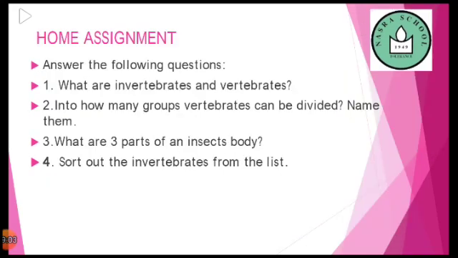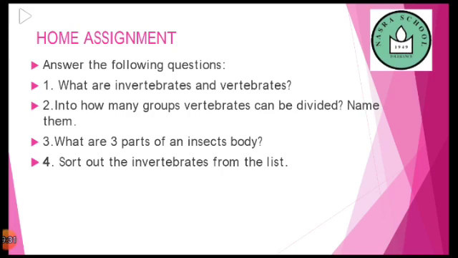Okay, so I hope that you all have understood vertebrates, invertebrates and their subgroups, because this is the end of our lecture. Now it's time for the home task. For that you have to answer the following questions. Number 1, what are invertebrates and vertebrates? Number 2, into how many groups vertebrates can be divided? Name them.